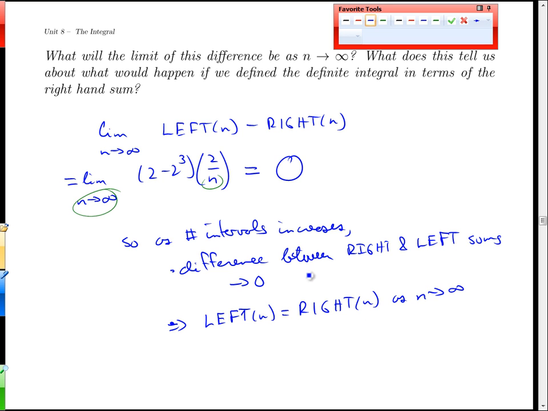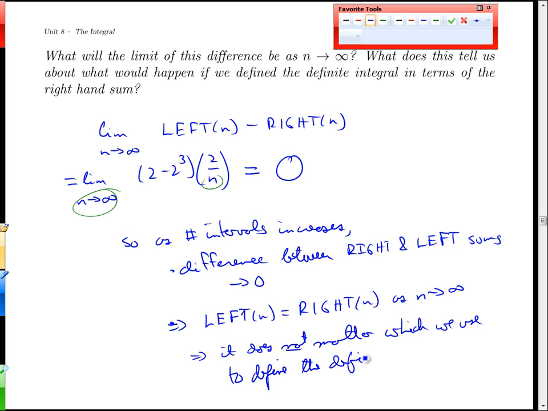So these two things are the same, which implies that it doesn't matter. If they give us the same value no matter what, then it does not matter which one we use to define the definite integral. We can pick one if we like. Turns out it's not going to matter.